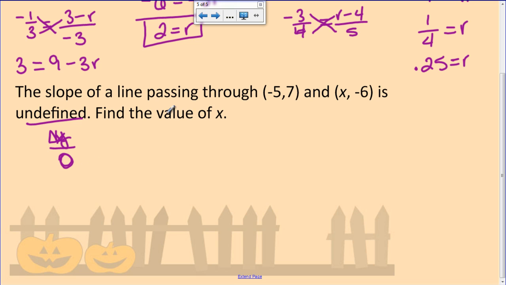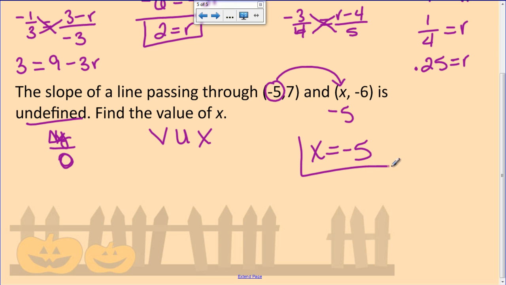That doesn't even have to be the important part. If you will remember, vertical lines have undefined slope. Their equations are x equals. Undefined slope means vertical line. It also means x has to equal the same thing no matter what. Well, right here, x equals -5. So right here, x has to equal -5. So x equals -5. That's the only way that line has undefined slope, is for those two x values to be the same. Vertical lines, undefined slope, x always equals the same thing.